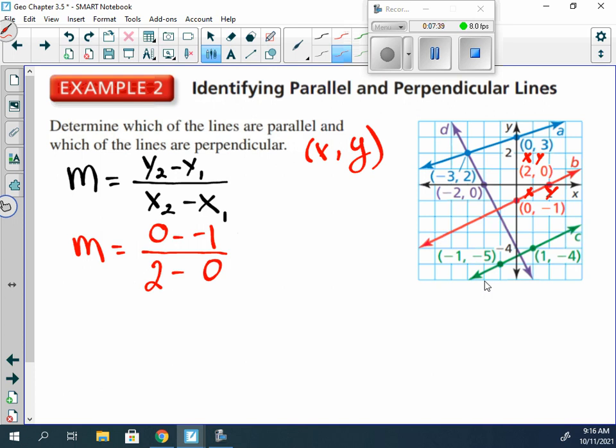So whatever y value we put first, the x value has to go first as well. Now we could have put -1 minus 0. That would have been fine, but the bottom of it would have been 0 minus 2. Well, now we just need to simplify this to get the slope. 0 minus -1, a negative and negative make a positive, so 0 plus 1 is 1. 2 minus 0 is 2, so the slope for the red line is 1/2. And that's all we have to do to find the slope for the first line.